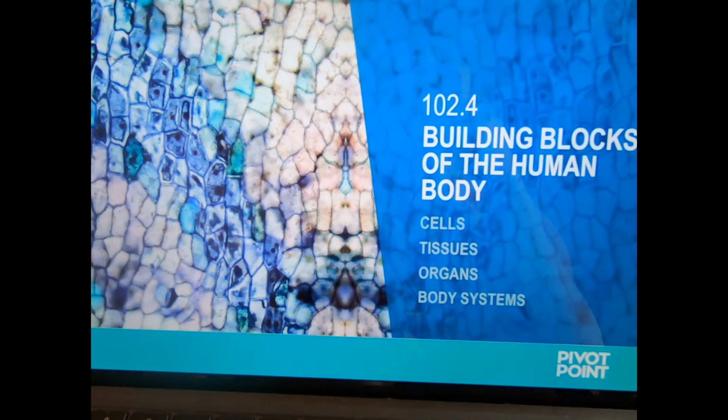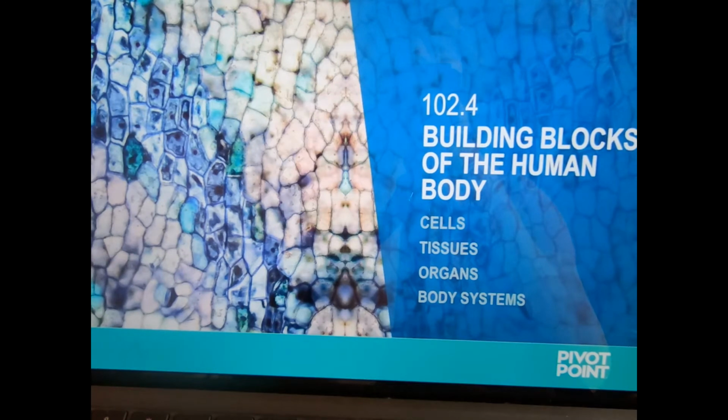Today we're going to start anatomy, and we're going to be starting with building blocks of the human body. We're then going to move on to the skeletal system, muscular system, nervous system, and circulatory system. But before we do that, the first thing that we're going to be talking about are cells.